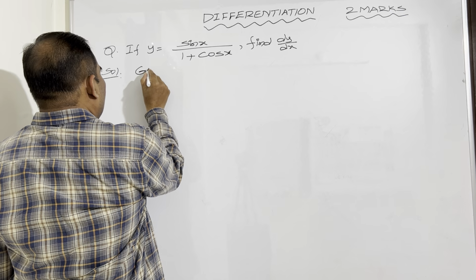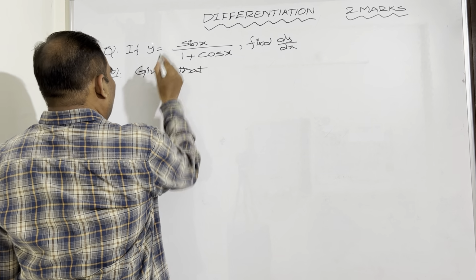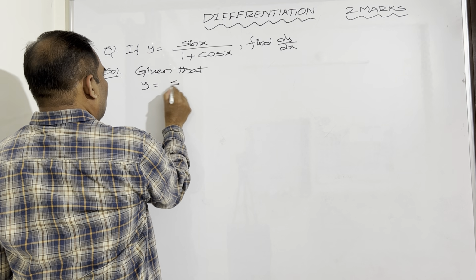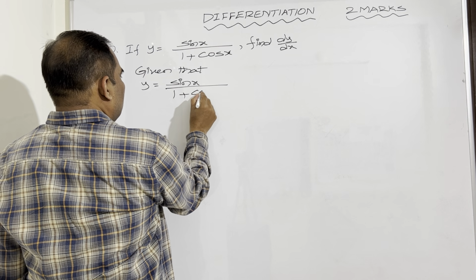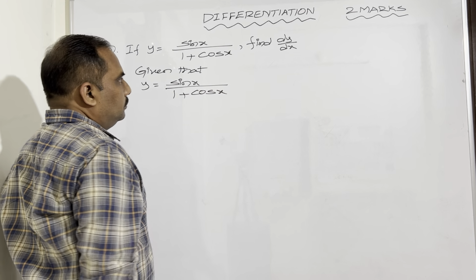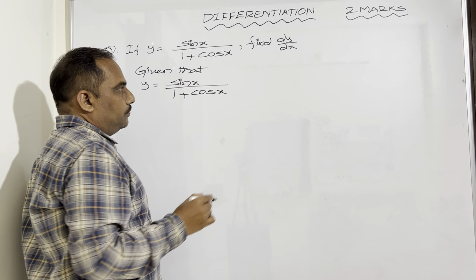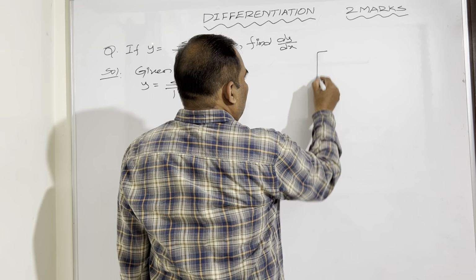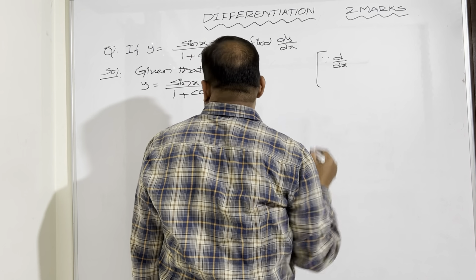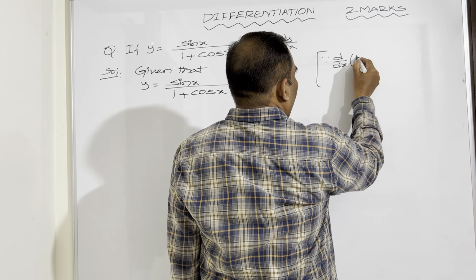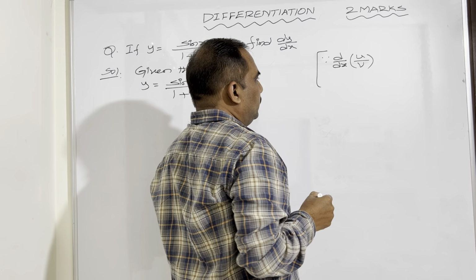So given that y is equal to sin x by 1 plus cos x. See here, this is in the form of u by v. If you differentiate u by v, this is the u by v rule with respect to x. u and v are functions in terms of x.